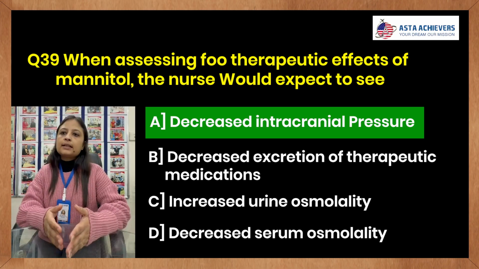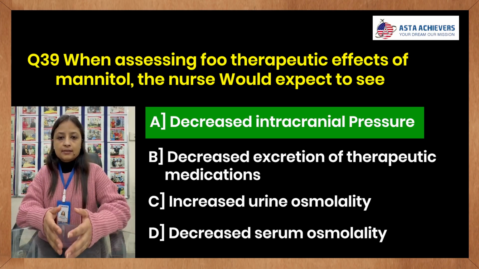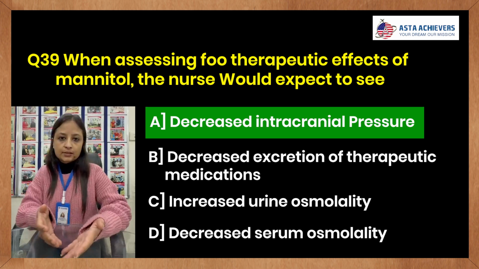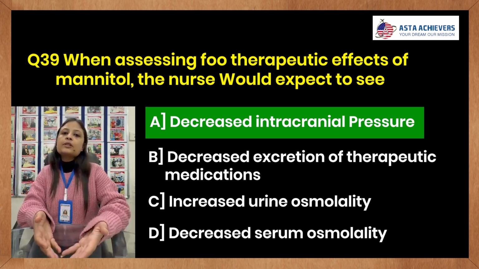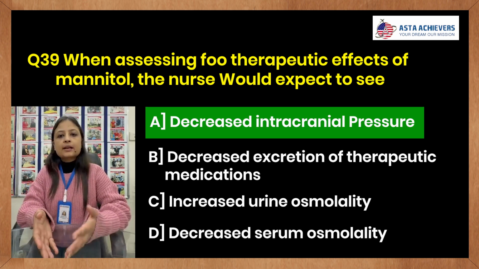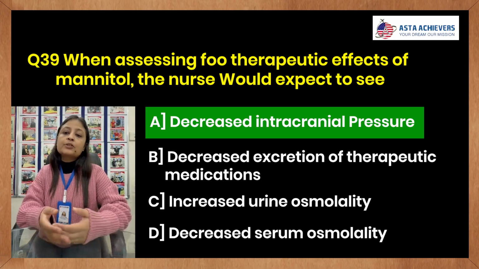So option A, decreased intracranial pressure, is the correct answer, because mannitol is an osmotic diuretic, so it reduces brain swelling, even intracranial pressure, and reduces the intraocular pressure as well.